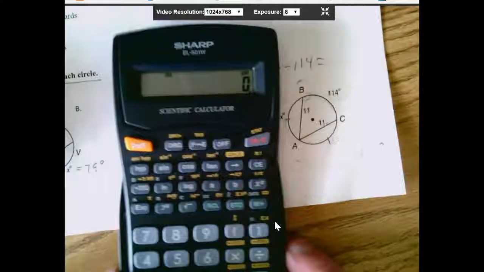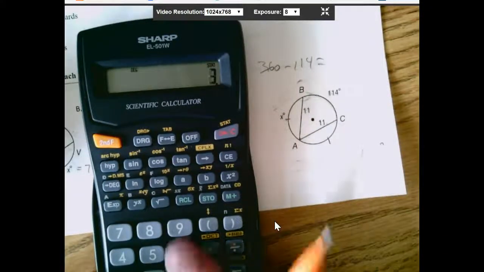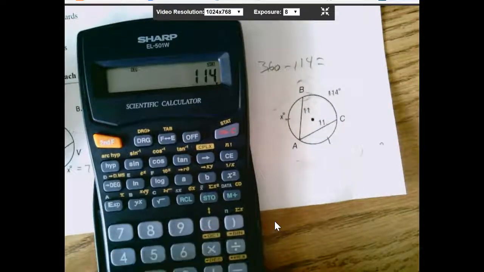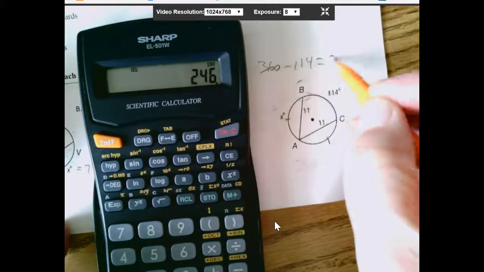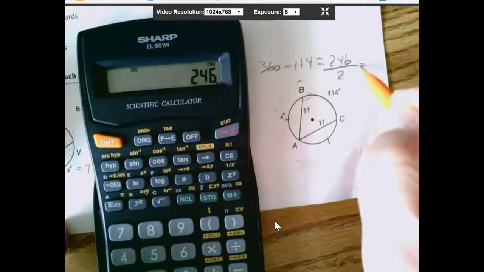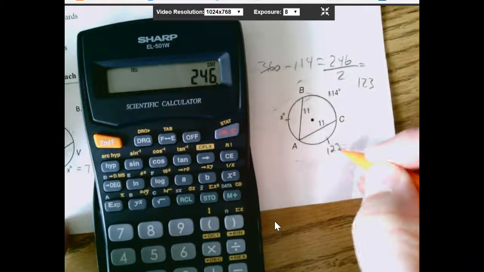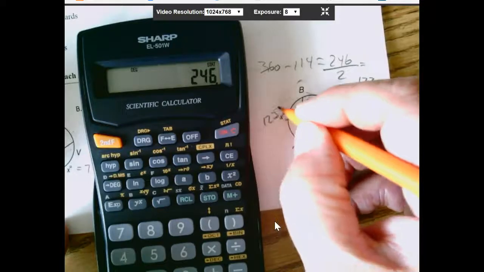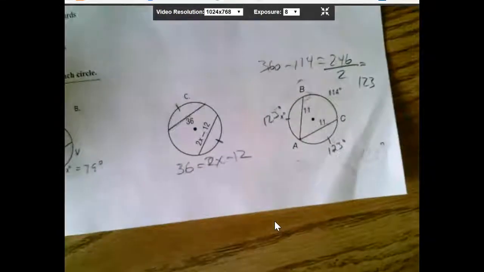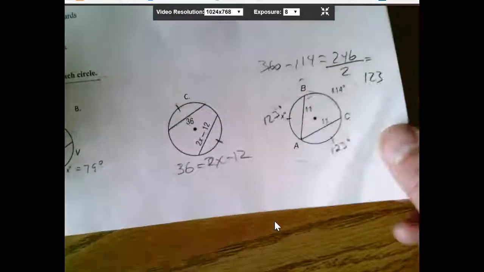So let's try it out here. 360 minus 114 is 246. Then we just divide that by 2. That'll give us 123. Then we just know this one's 123 degrees, and this one's 123 degrees. If we add them all up, that'd be 360. That's how you solve that one. Let's look at one more here.